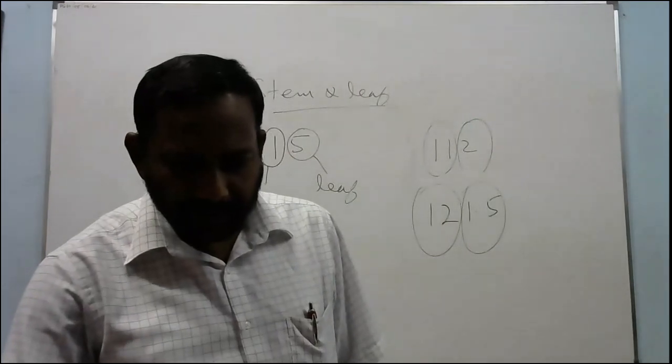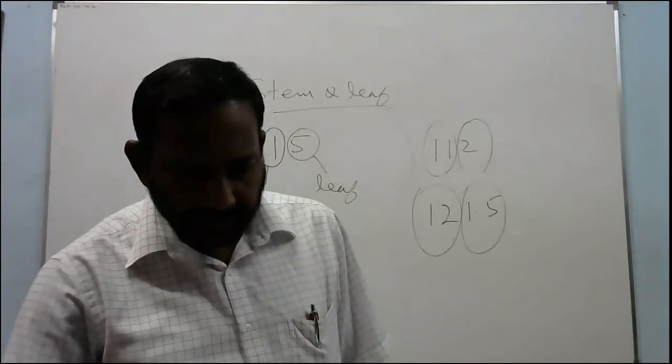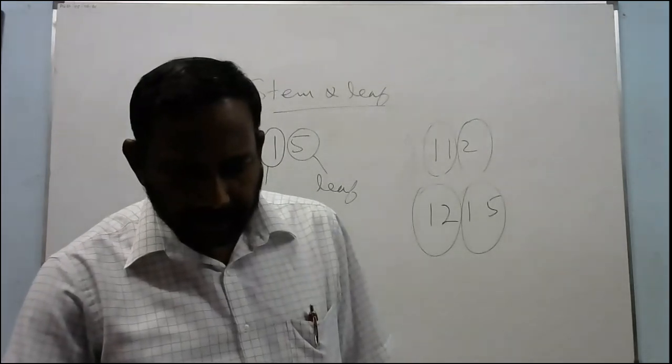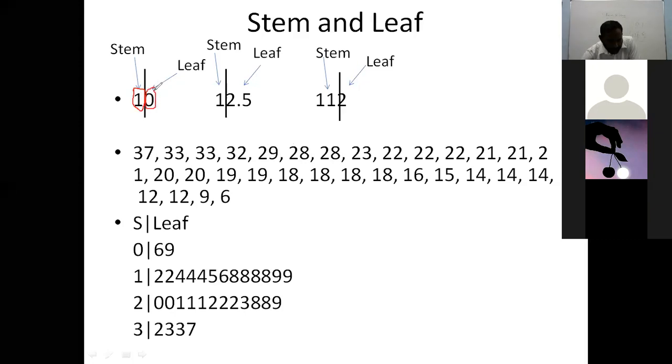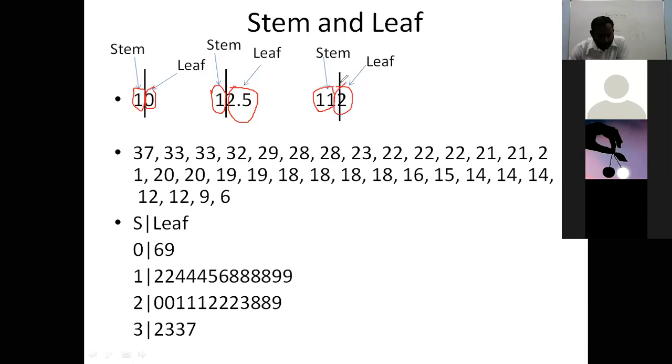Tanupriya, is it clear? Tanupriya, are you around? Yeah. Right. You see here the first number is 10. So the first digit is the stem. This is the leaf. The second value is 12.5. This 1 is the stem. 2.5 is the leaf. 112. This 11 is the stem and 2 is the leaf. Right?